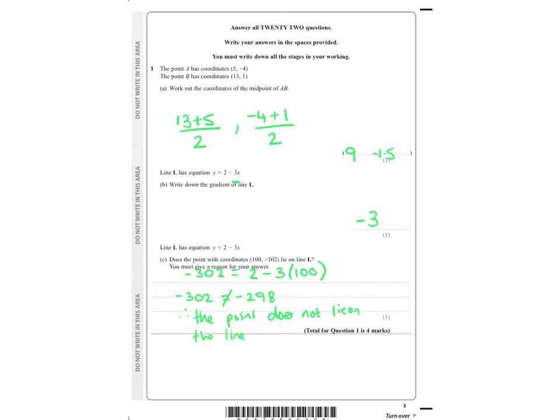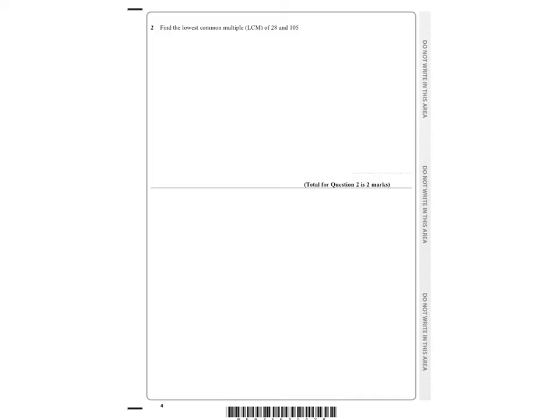So that's question 1, completely finished. Total of 4 marks there. Nice and easy. Okay, moving on to question 2. So it says find the lowest common multiple of 28 and 105.